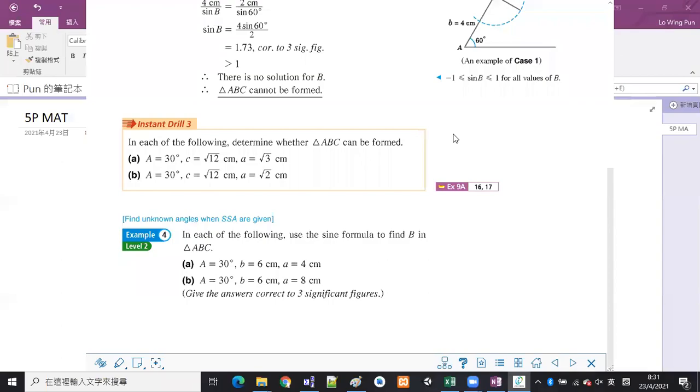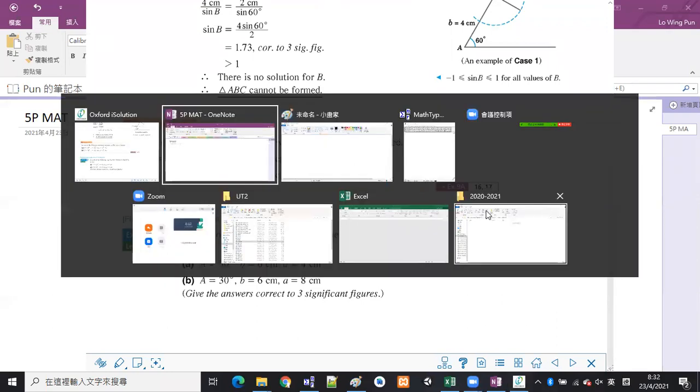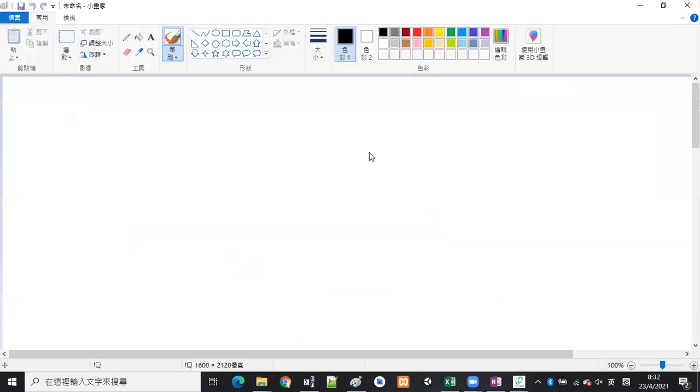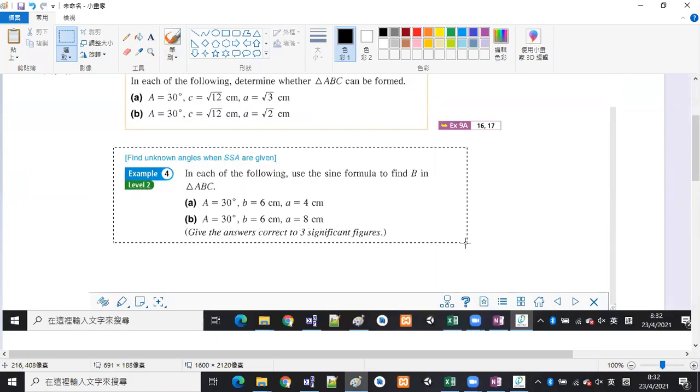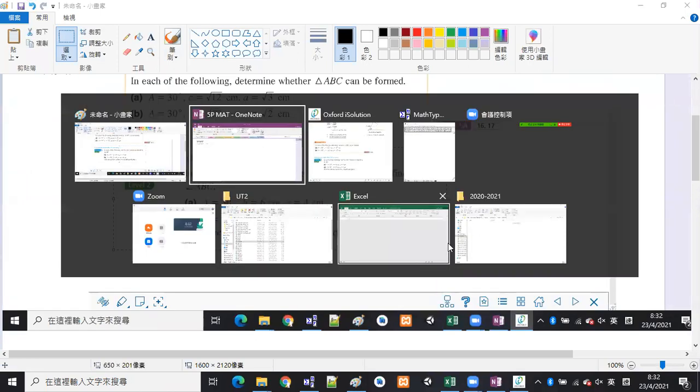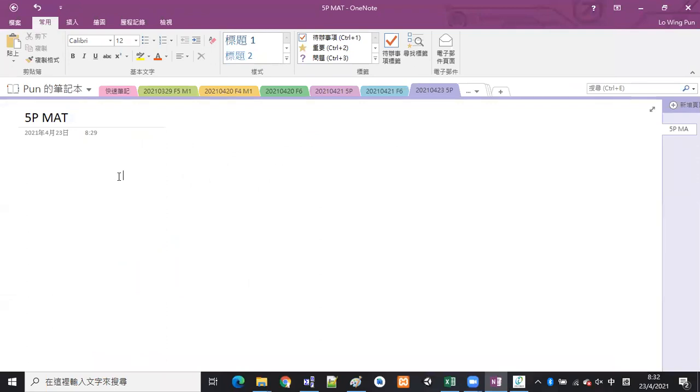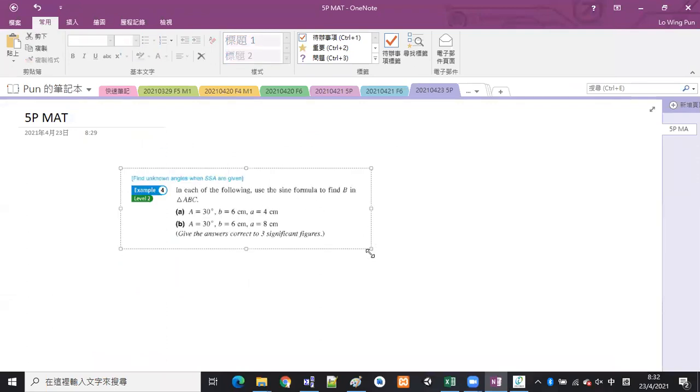Let's turn to page 9.8. Example 4. This one is special. Please put a star here for example number 4.